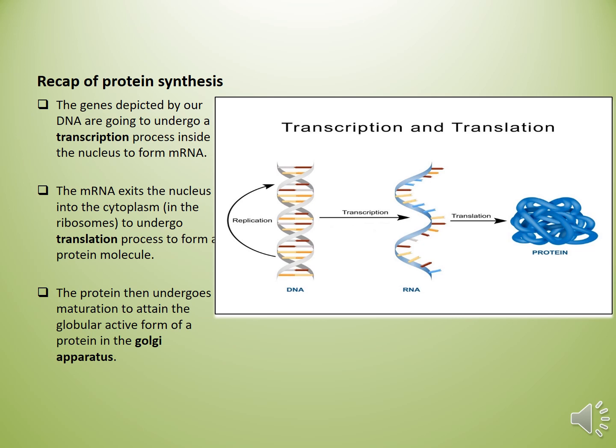As a recap to the protein synthesis that we covered earlier, the genes depicted by our DNA are going to undergo the transcription process that occurs inside the nucleus to form mRNA molecules. Then the mRNA molecules exit the nucleus into the cytoplasm. Specifically, they go to specific structures called ribosomes to undergo translation process to form a protein molecule. The protein then undergoes maturation process to attain the globular active form of a protein, and this occurs in the Golgi apparatus in the cytoplasm.